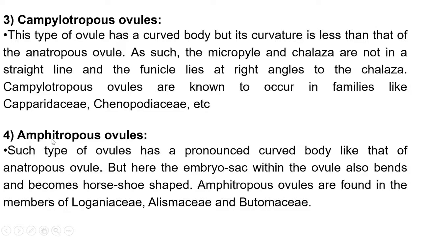The fourth type of ovule is amphitropous. Such ovules have a pronounced curved body like that of the anatropous ovule, but here the embryo sac within the ovule also bends and becomes horseshoe shaped. Amphitropous ovules are found in the members of Lemnaceae, Alismaceae, and Butomaceae.